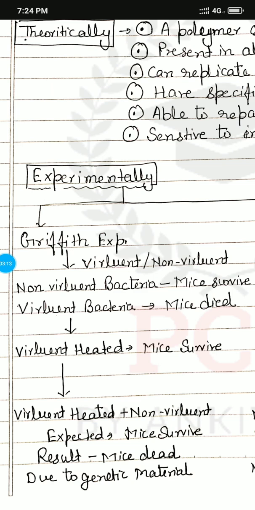So he concluded that something is present inside the virulent bacteria. When we heat the virulent bacteria, it transferred to the non-virulent bacteria and made it virulent. So that material goes to the other non-virulent bacteria, and because of that, that non-virulent bacteria become virulent, and because of that the mouse died. So it is due to some genetic material.